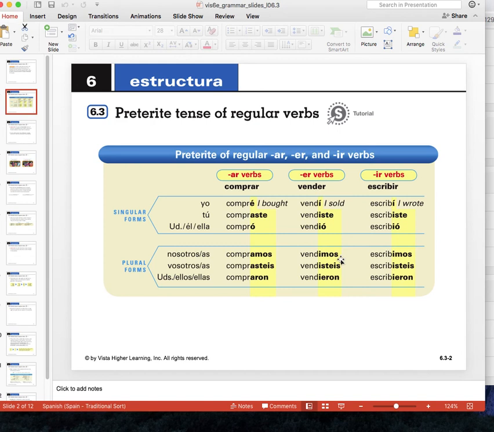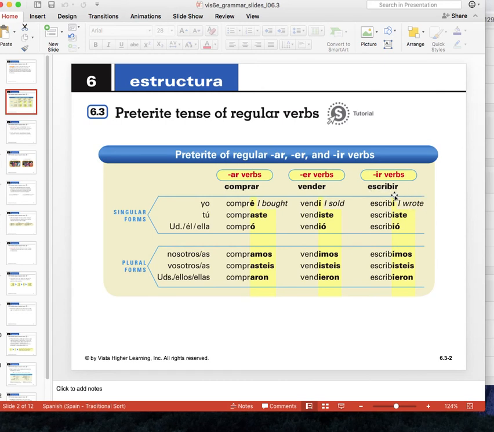For the nosotros form for ER verbs, we say vendimos. Notice the difference there. Normally in the present you would say vendemos, but here in the past we say vendimos. And then lastly, ustedes, ellos, ellas, repita clase, vendieron. So the ending is ieron. We notice over here for IR verbs, all of the endings are exactly the same as ER verbs. So that makes it nice and easy.